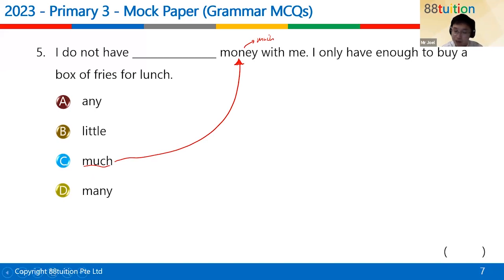I don't have much money with me, okay? But what can we count? So the trick here is we can't count money, so we have to use "much" for money, right? But what can we count? We can count dollars. We can count cents. We can count notes. We can count coins. But money by itself is the whole idea of money, right?